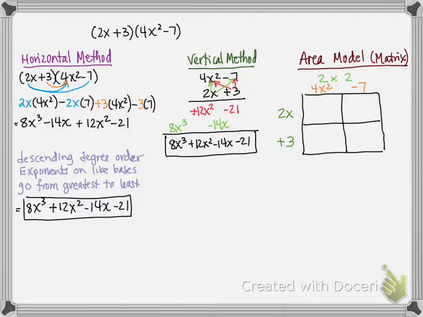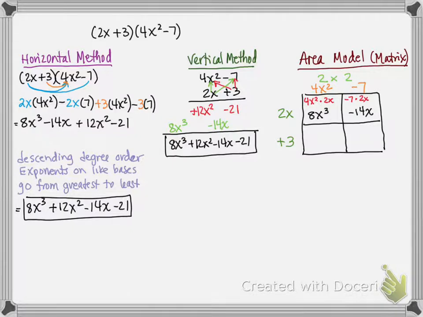So for this box, and it doesn't matter whether you go side to top, top to side. But this box, if I wanted to calculate the area, it would be 4x squared times 2x. Okay? So that answer is going to be 8x cubed. And then we'll just keep going this way. Let's see. So this one's going to be negative 7 times 2x. And that's going to give me negative 14x.